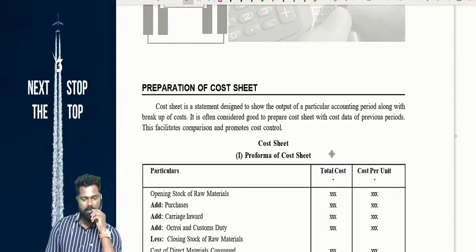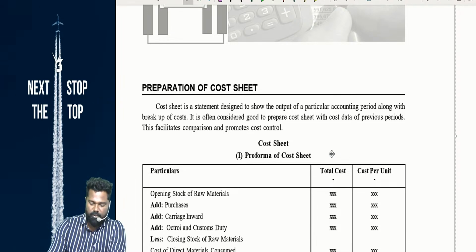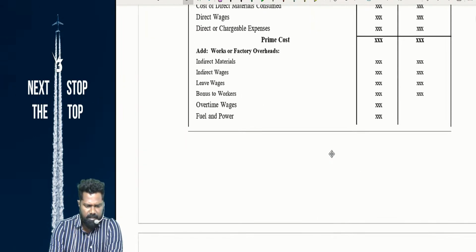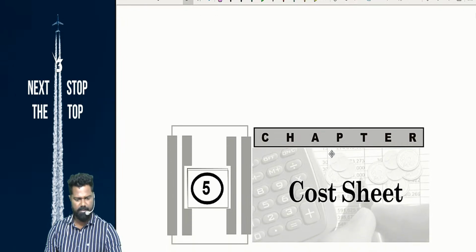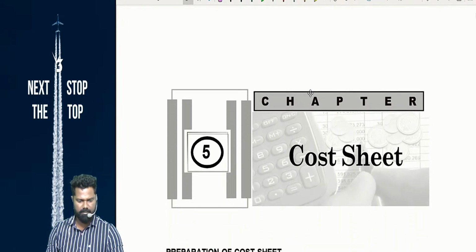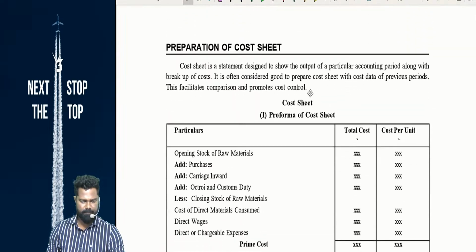Chalo, okay, just go through it. It's already done. What items will come? We will just check. Okay.